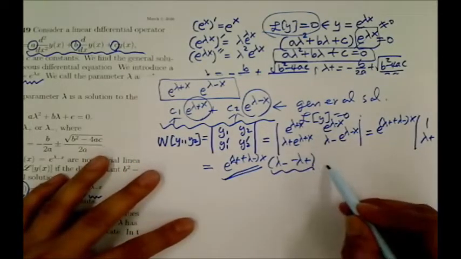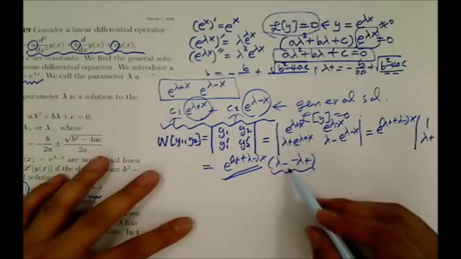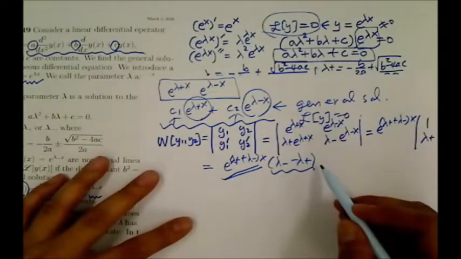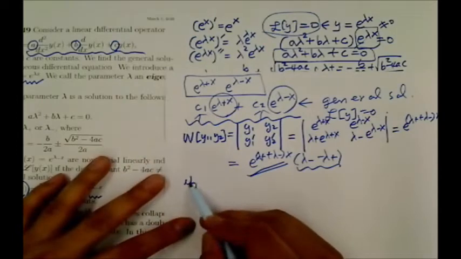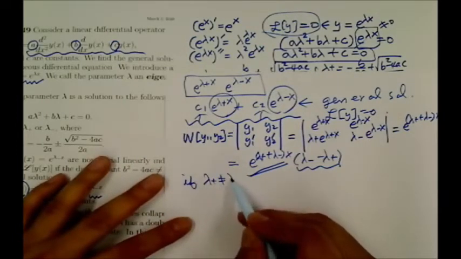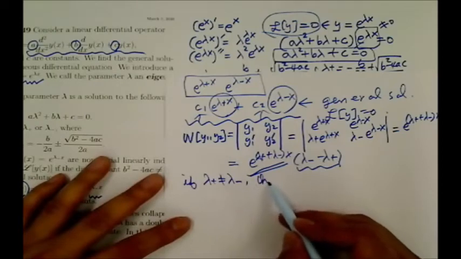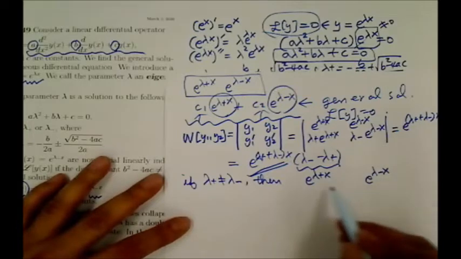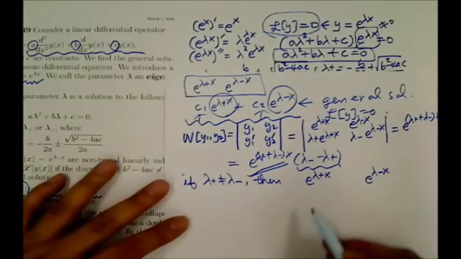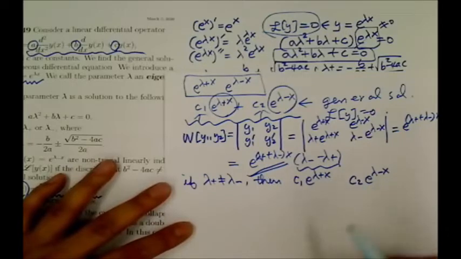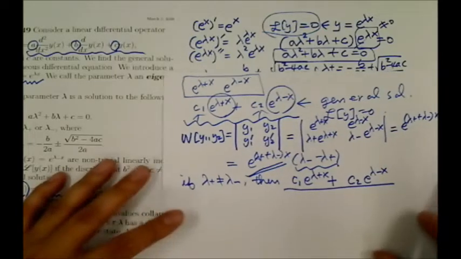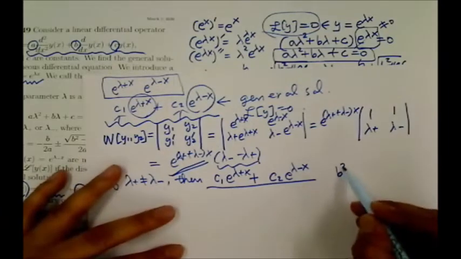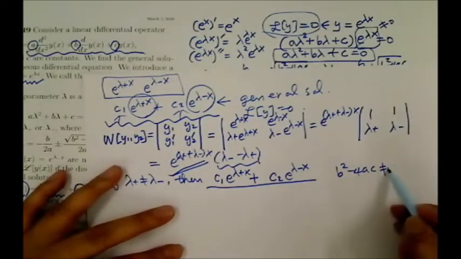So this one can be 0 only when lambda plus and lambda minus are equal. So if lambda plus is not equal to lambda minus, then e to the lambda plus x and e to the lambda minus x are linearly independent. And we just multiply by arbitrary constants and add them up to find the general solution to this problem. This is the case when the discriminant b squared minus 4ac is not equal to 0.